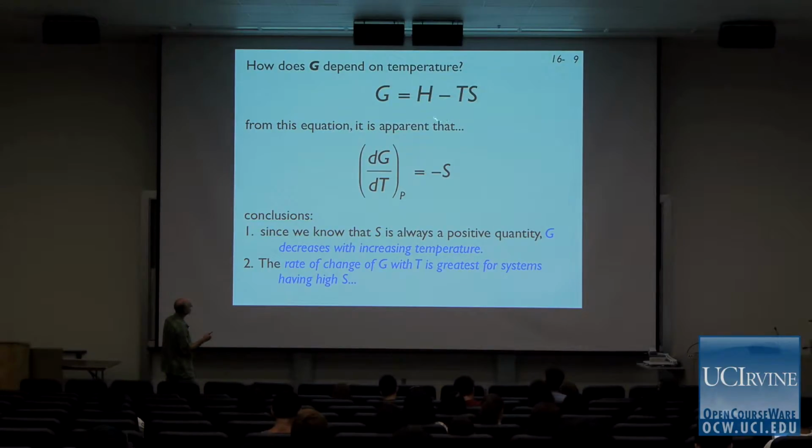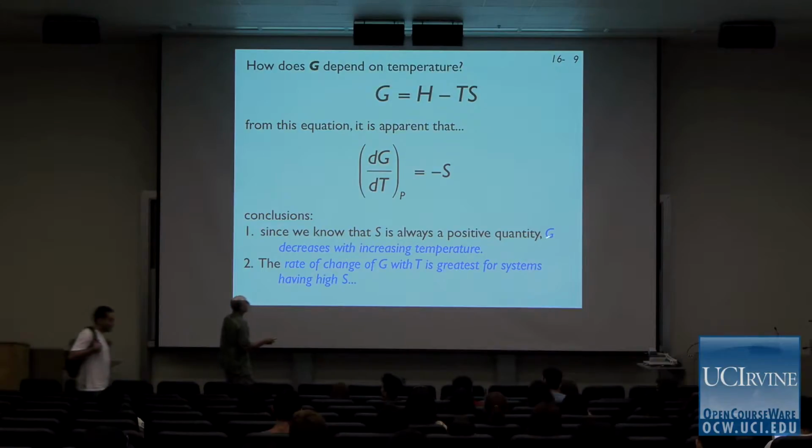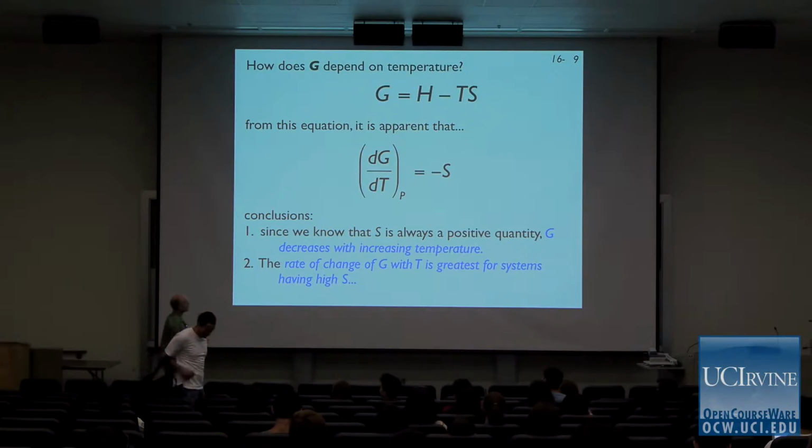From this equation, it is apparent if I just take the derivative of G with respect to T in this equation, I get minus S immediately, and that's the temperature dependence of the Gibbs energy at constant pressure, full stop. Right? It's minus the entropy. So immediately we can conclude, since we know that the entropy is always positive, G decreases with increasing temperature. The Gibbs energy goes down with increasing temperature.